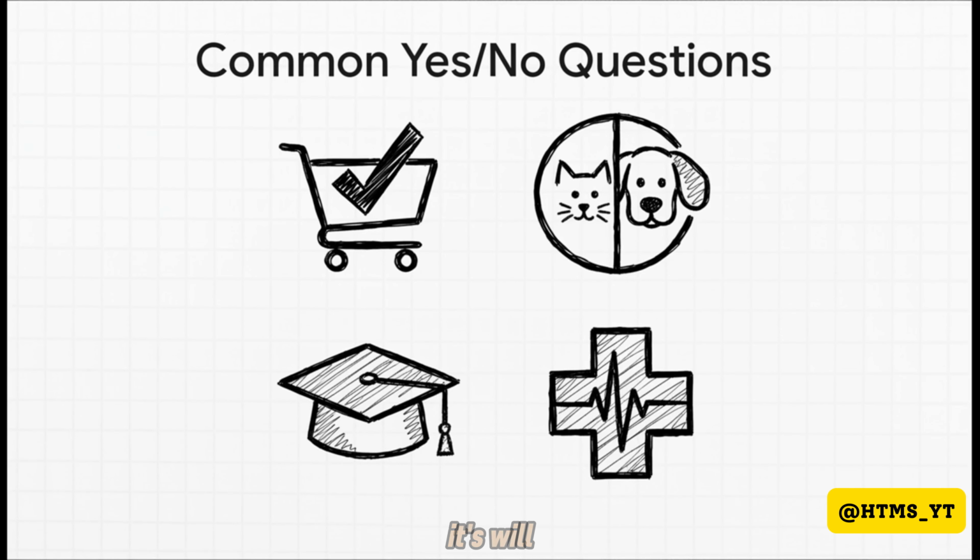For an online store, it's, will this customer actually buy the product? For image recognition, it's, is that a cat or a dog? In school, it could be, will this student pass the final exam? And in medicine, it gets really serious. Will a patient respond to this treatment? These aren't just little games. We're talking about decisions with huge real-world impact.